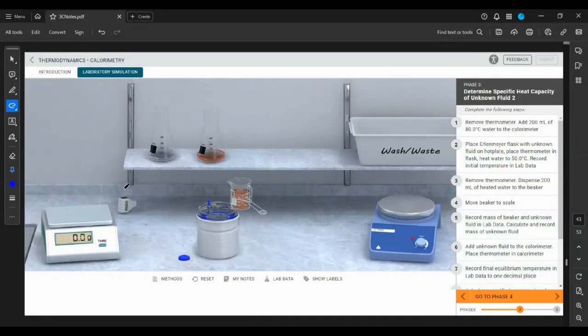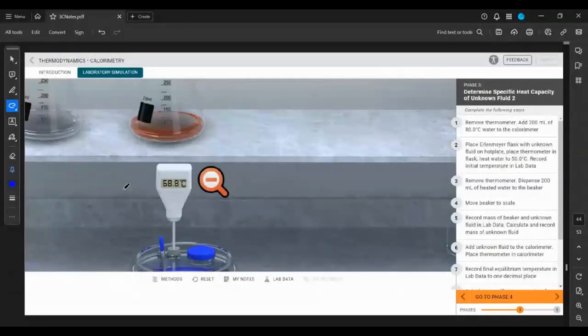We're going to take that, add it to the calorimeter, stick a thermometer in it, and see what it gets to. So once more, I want to point out this was at 50 degrees Celsius and then went to 68.8. This water, when we heated it, was at 80 degrees Celsius and dropped down to 68.8.